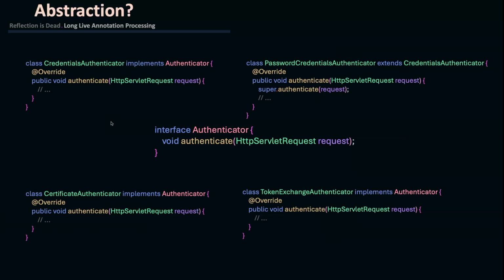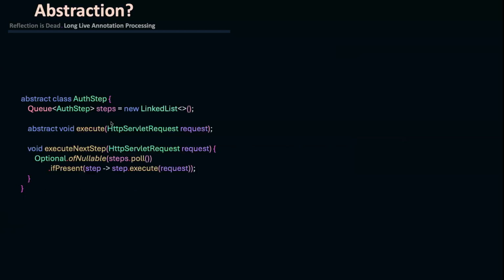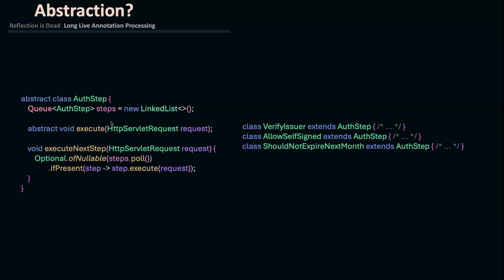There is one nested thing here. As you've seen in the example, we had some steps that need to be performed. So we need one more abstract thing called Step, which can execute itself and probably execute the next steps, because we may have a chain of steps configured for our customers. For instance, a step for verification of the issuer of the certificate, a step that allows or disallows self-signed certificates, or a step that probably disallows the expiration of the certificate in the next 1 month.